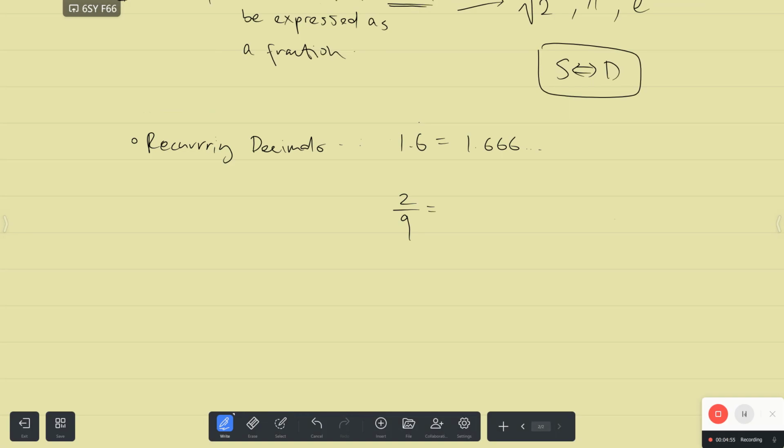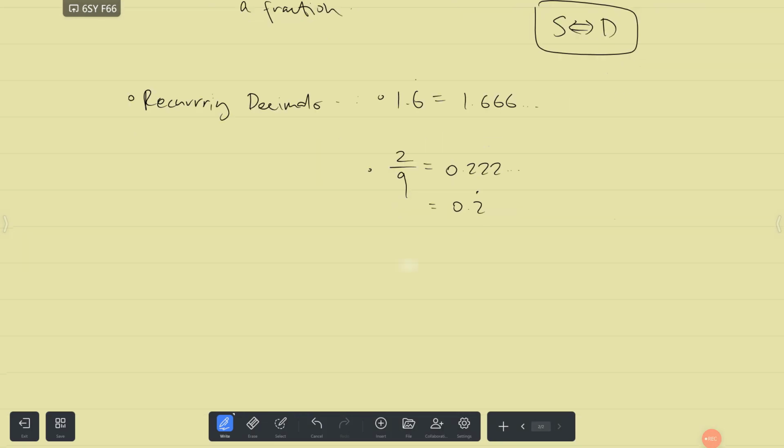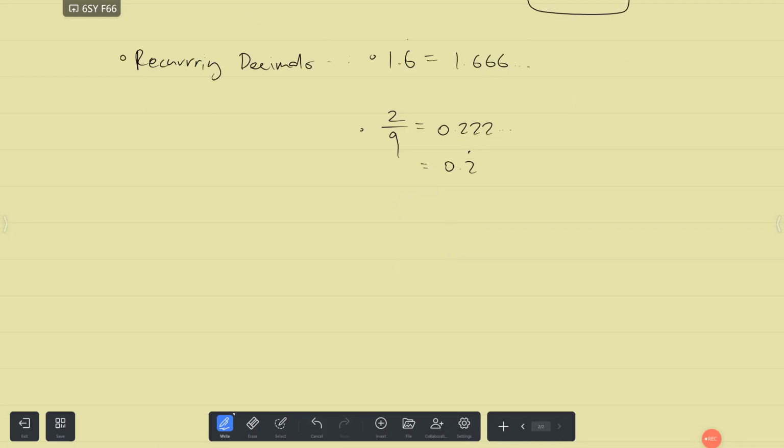If you type this in the calculator, you get 0.222. And if you want to express this particular fraction as a recurring decimal, you write it as 0.2 with a dot recurring. So these are a few examples, but you also need to understand that we can have more than one dot in a particular recurring decimal.